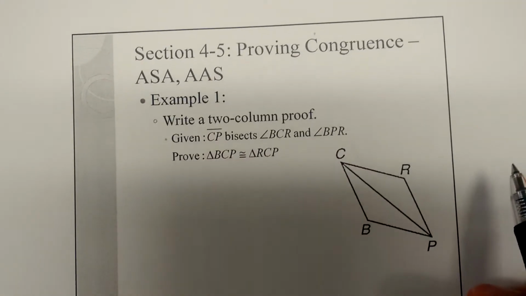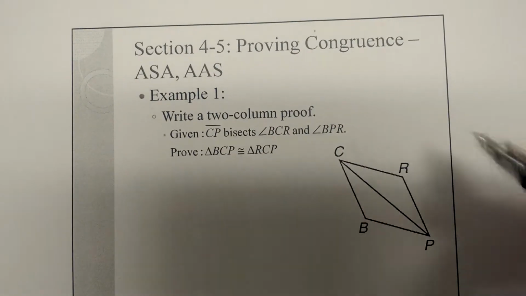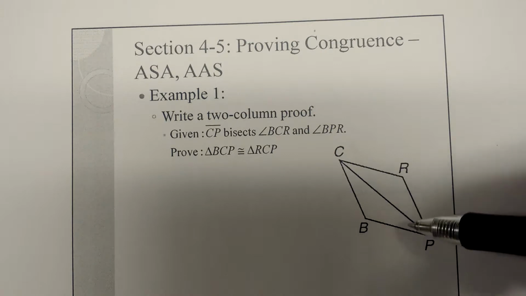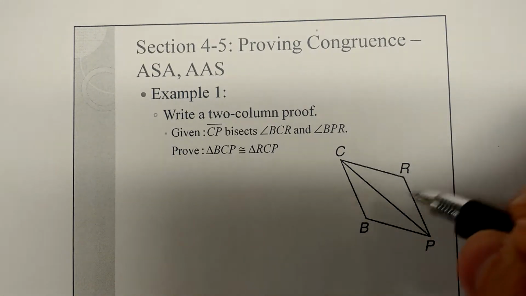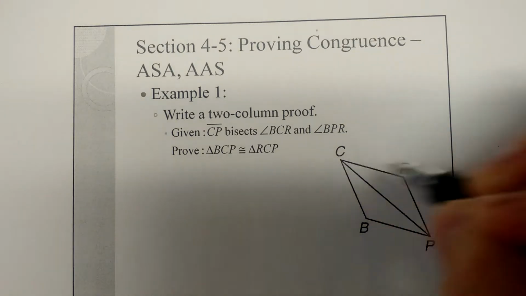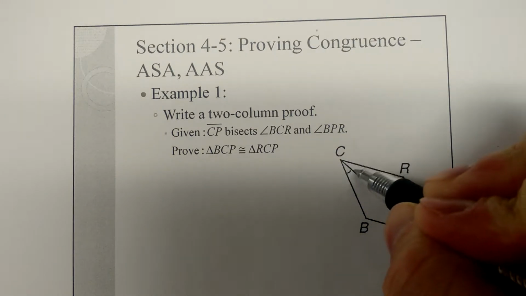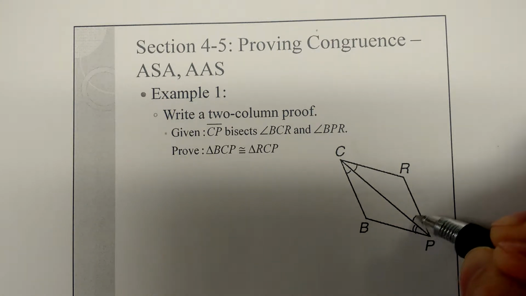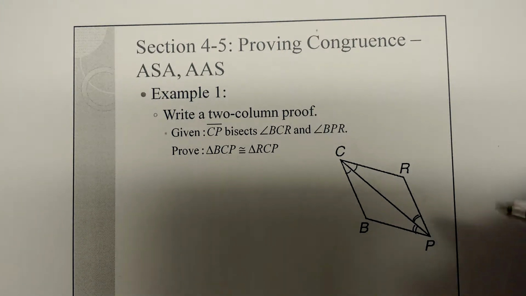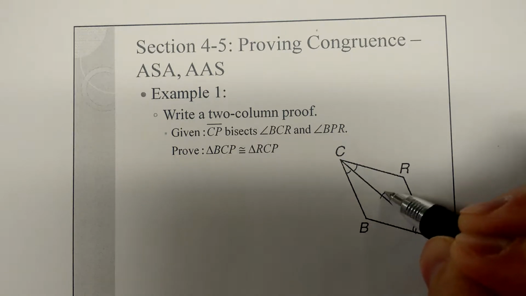So example 1, two-column proof, given CP bisects BCR and also bisects BPR. So if that's true, if CP bisects BCR, that angle and that angle are equal. Same thing's true down here. That angle and that angle are equal. And then CP is congruent to itself, so we'll give it a double hash.